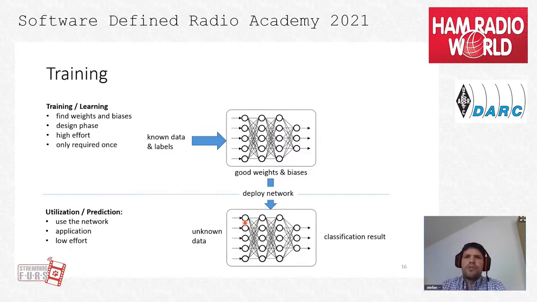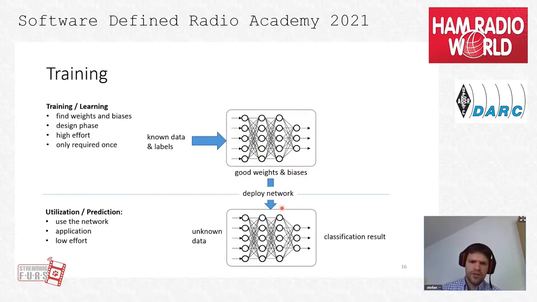The question is now, how do we determine all these weights and biases? And that is done during training. A neural network can basically operate in two modes. One is the training mode and the other one is the prediction mode, where we use the neural network to make predictions. In the training mode, you feed in data and you determine the weights and biases. This is a very complex process. This is usually done in the design phase, and you basically have to do it once. So you can put a lot of effort into training neural networks in terms of high performance computers and in terms of calculating this training for a very long time.